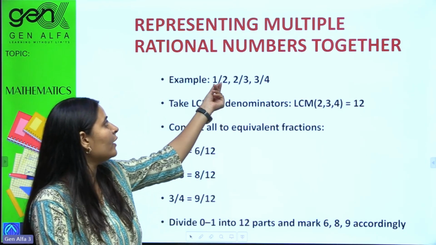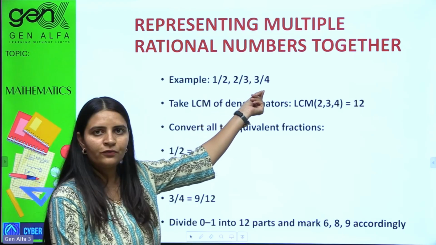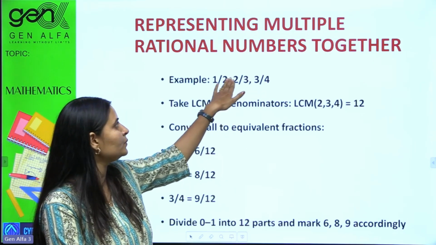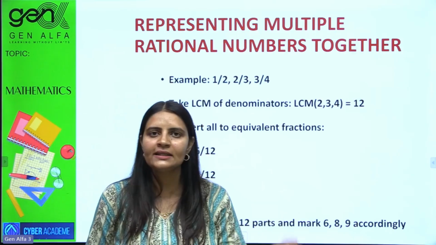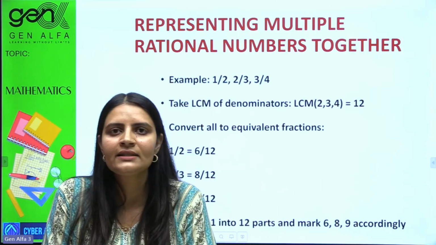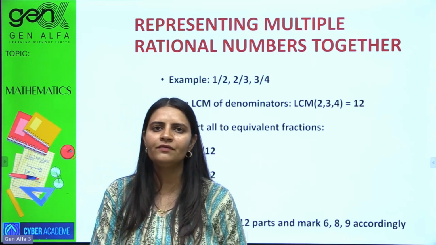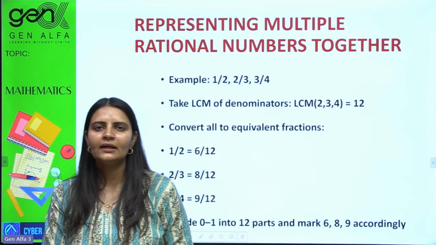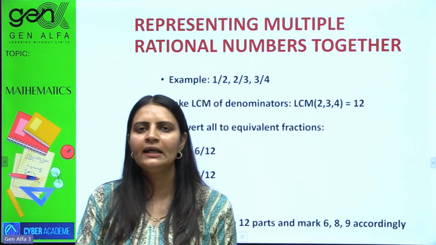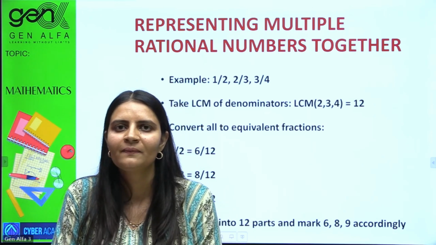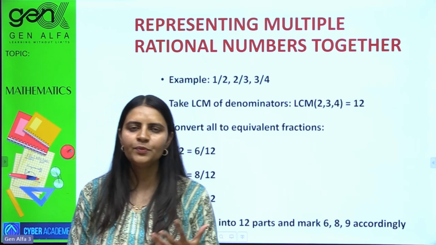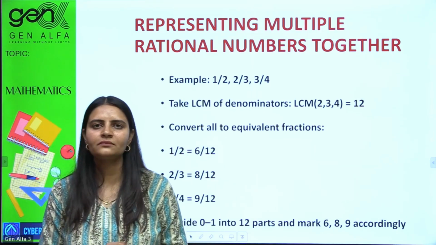So the LCM of 1 by 2, 2 by 3, 3 by 4. The denominators are 2, 3 and 4. What would be the LCM? Just find it, then we'll carry it forward. I'm giving you 30 seconds. You are in 9th grade. You should be a pro at finding LCM, isn't it? Just find it and let me know what the LCM is.